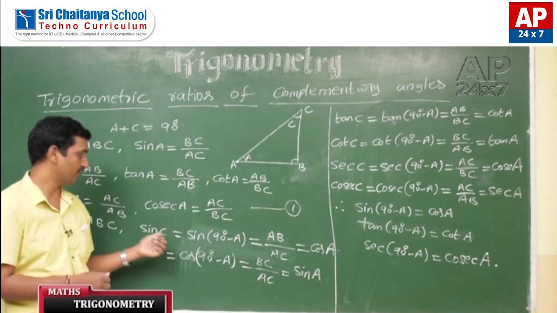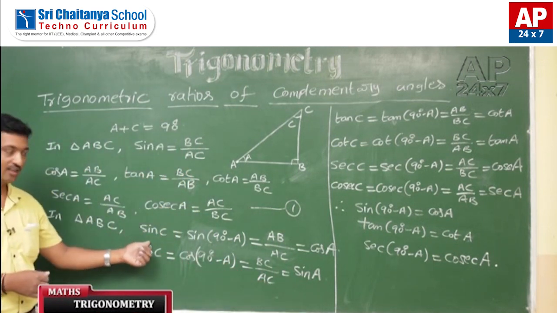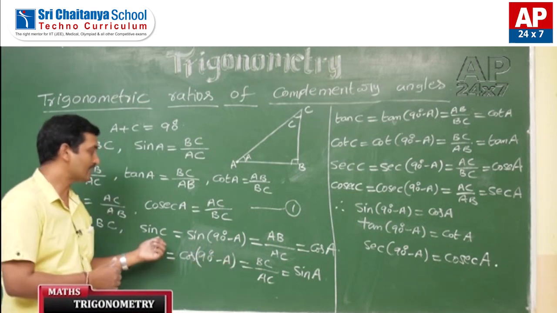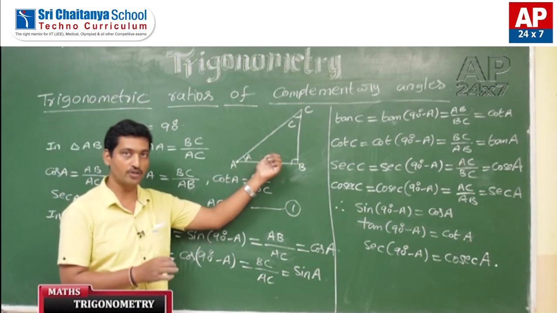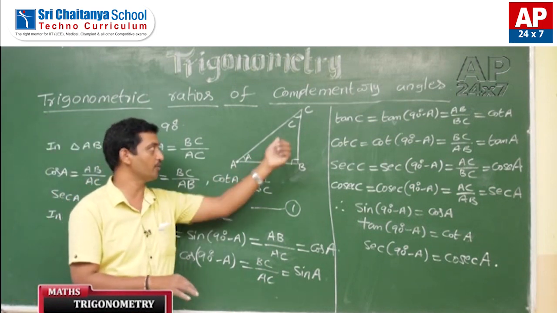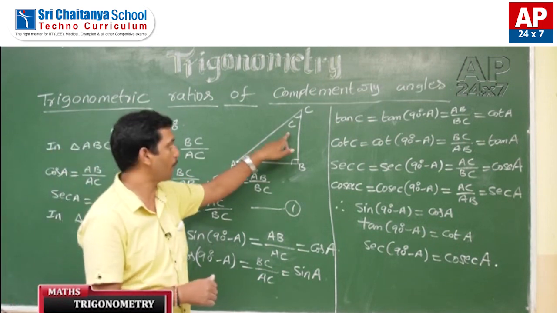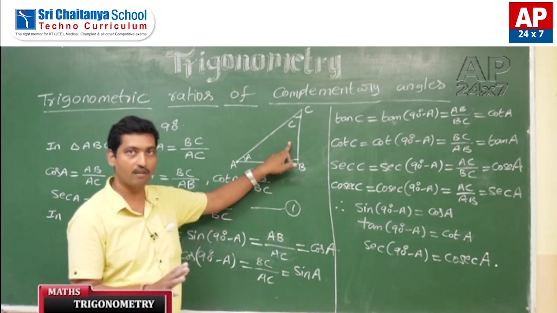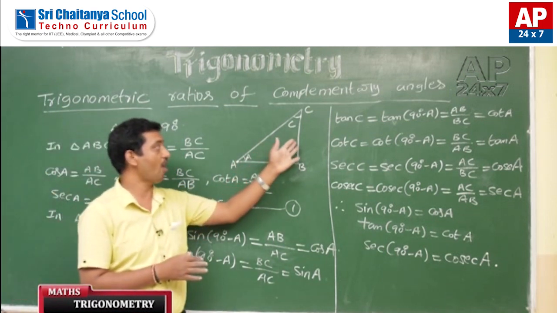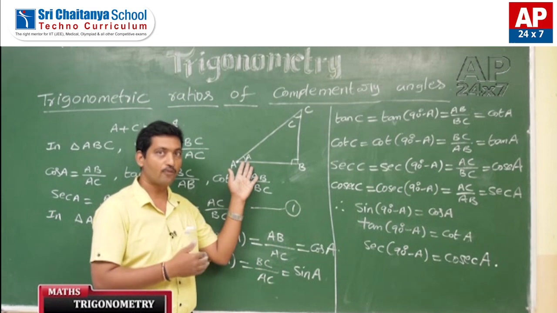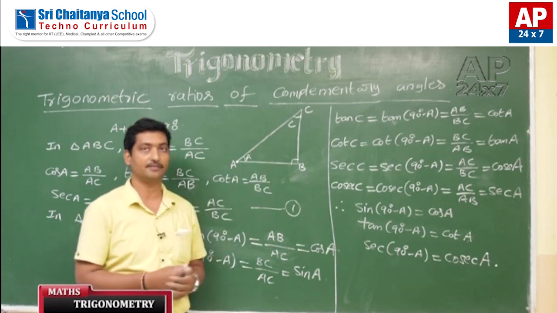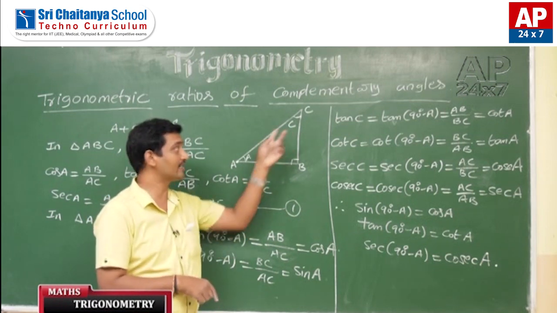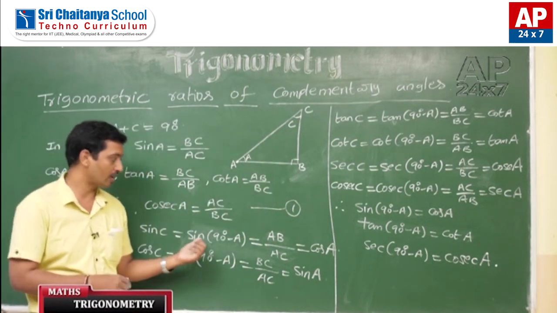See children, it is very important. Sin C is equal to sin of 90 degrees minus A. What is sin C in this triangle? The opposite side to C by hypotenuse. What is the opposite side to angle C? AB, not BC. BC is not always the opposite side. It is the side opposite to angle A. Here we require the side opposite to the angle C. Then AB is the opposite side with respect to the angle C. Now we have to observe that point.